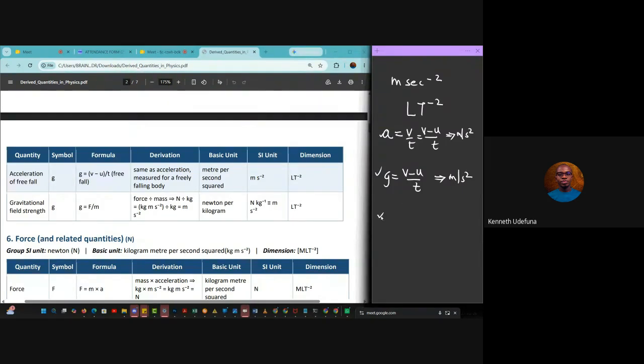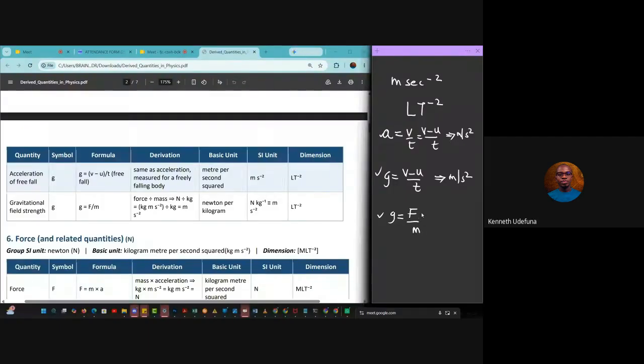Gravitational field strength, or gravitational field intensity, G. The formula is gravitational force all over your mass. This capital F means your gravitational force, whereas this M means your mass. I hope you guys are following. I hope you guys are with me.